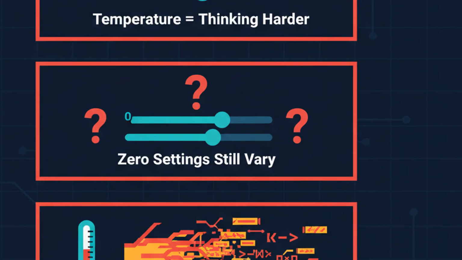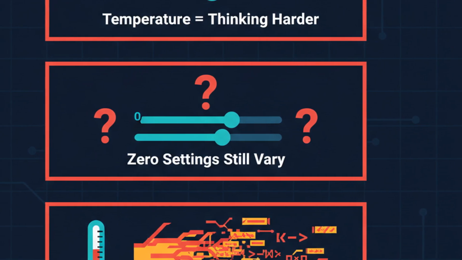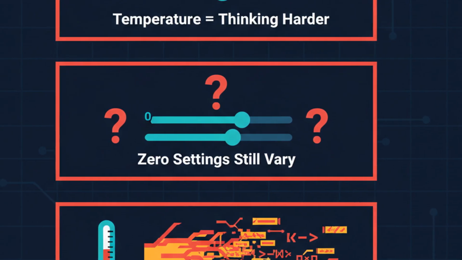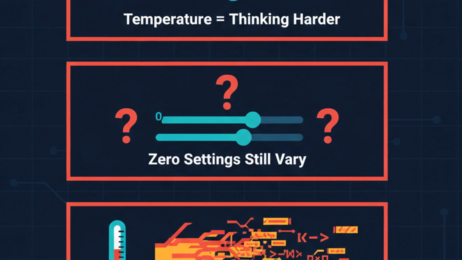3 mistakes I see constantly. First, thinking temperature makes the model think harder. It does not. The model's computation is identical. You are just reading its output differently. Second, setting both temperature to 0 and top P to 1.0, then wondering why outputs vary. Some randomness exists in floating point operations. Use temperature 0 OR top P around 0.1 for true determinism.